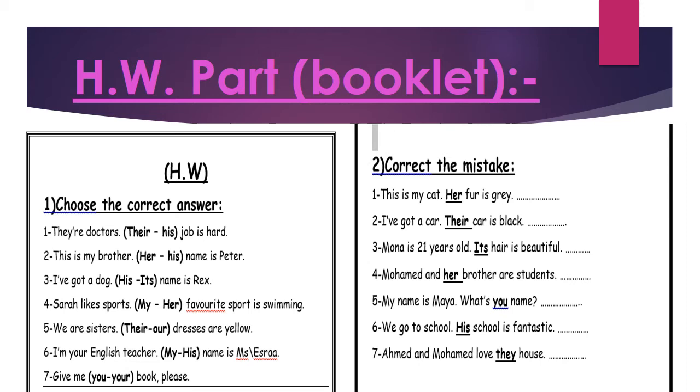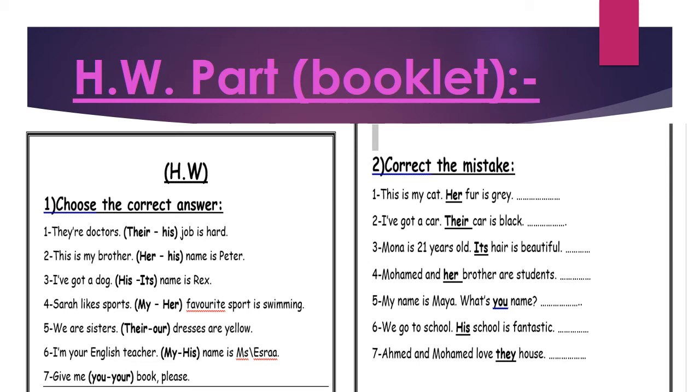Number 2, this is my brother. Here, his name is Peter. Number 3, I've got a dog. Its name is Rex. Number 4, Sarah likes sports. My favorite sport is swimming. Number 5, we are sisters. There, our dresses are yellow. Number 6, I'm your English teacher. His name is Mrs. Isra. Number 7, give me you or your book, please.